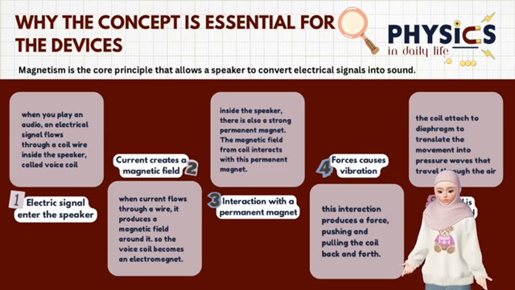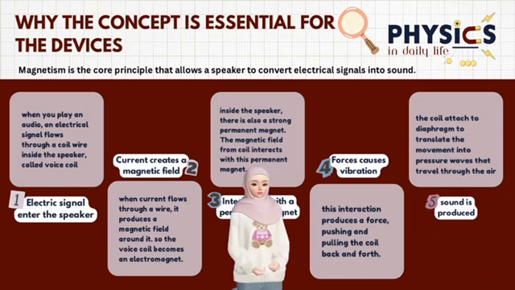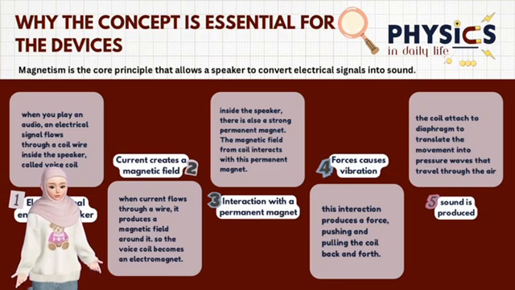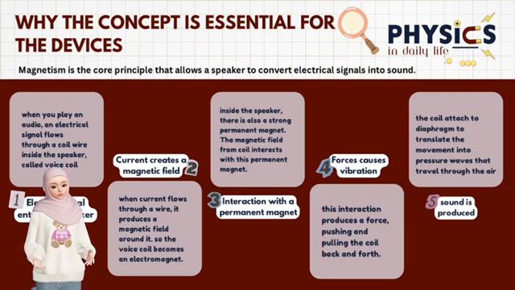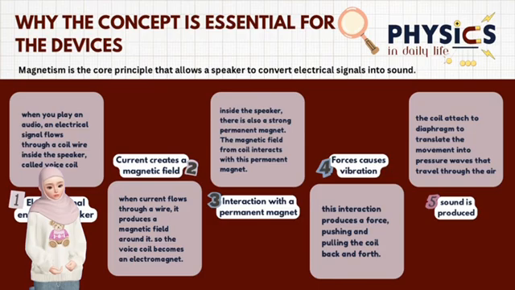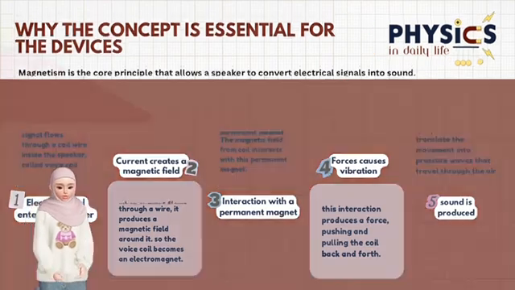Third, interaction with a permanent magnet. Inside the speaker, there is also a strong permanent magnet. The magnetic field from the coil interacts with this permanent magnet. Fourth, forces cause vibration. This interaction produces a force, pushing and pulling the coil back and forth. And lastly, sound is produced. The coil is attached to a diaphragm to translate the movement into pressure waves that travel through the air.